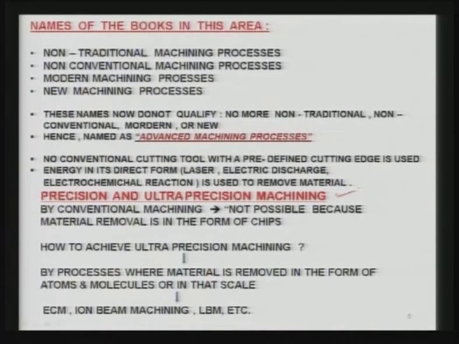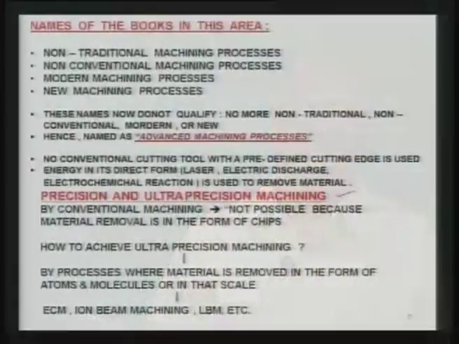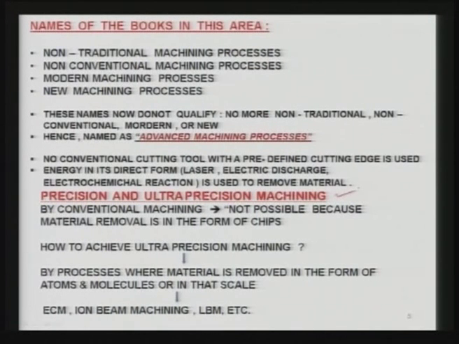Now, the question arises how to achieve ultra precision machining. By processes where material is removed in the form of atoms and molecules, or at that particular scale, it will be possible to achieve precision or ultra precision machining. It is very difficult to achieve ultra precision machining with the help of conventional machining processes where material is removed in the form of chips. Electrochemical machining, ion beam machining, laser beam machining are some of the examples where material is being removed in the form of atoms or molecules.